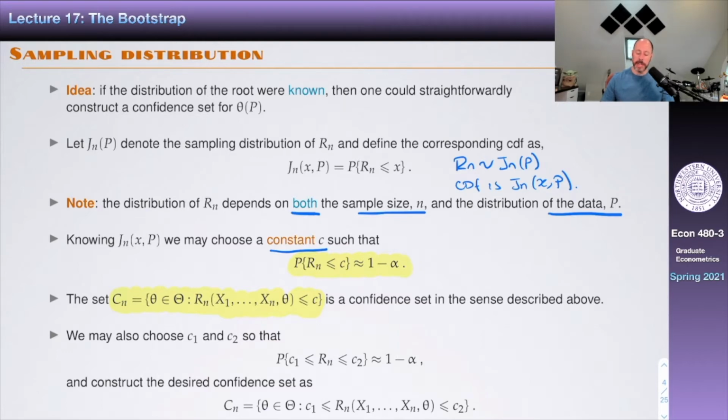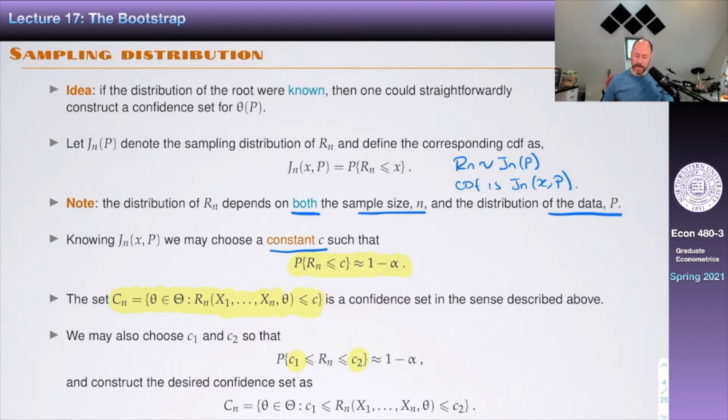This is, of course, not the only way. Once you know the distribution, instead of choosing one constant c, you can choose two values, c1 and c2, such that this inequality over here happens, where the probability of R being in between c1 and c2 is 1 minus alpha.